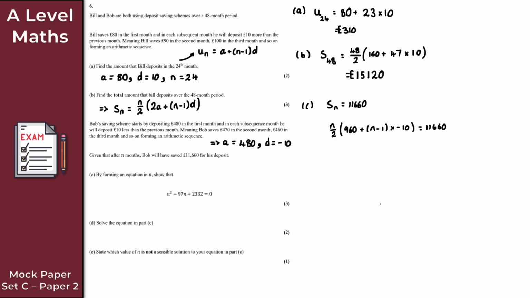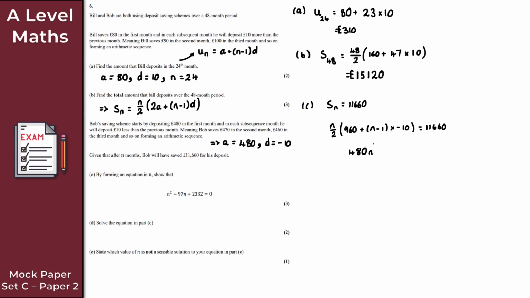Okay, so there's two ways to go about this. You can just times through by 2 here, that's absolutely fine, or just expand this bracket on the left-hand side. I'll just expand this bracket on the left-hand side. So I've got 960 times n over 2. So I get 960n over 2, which just gives me 480n. So 480n there.